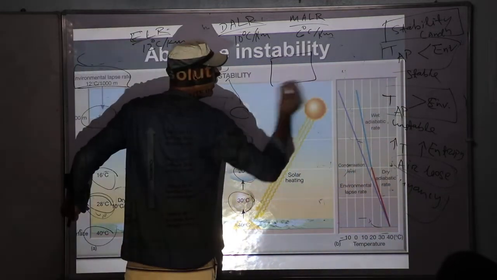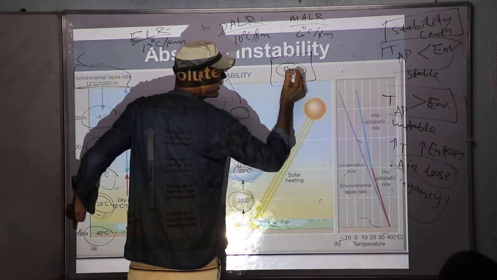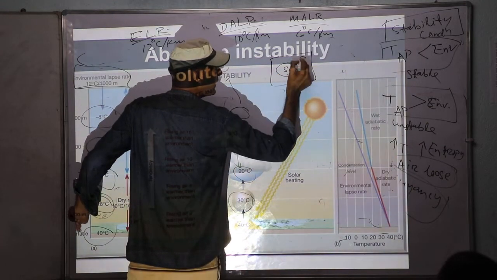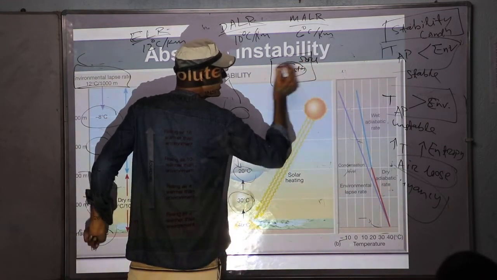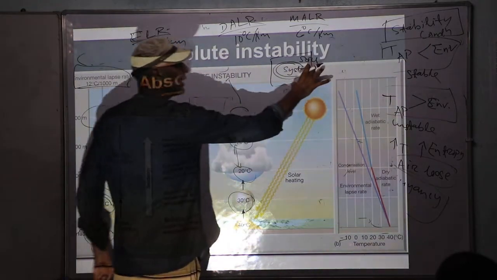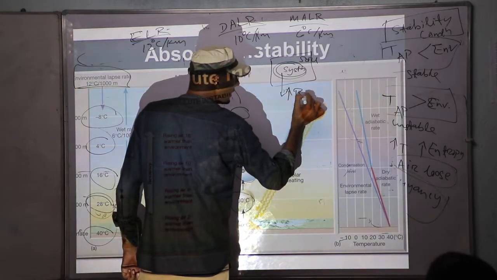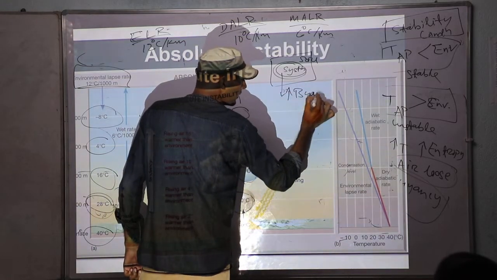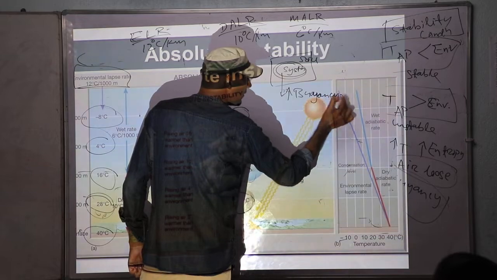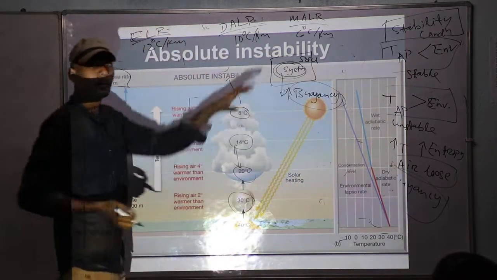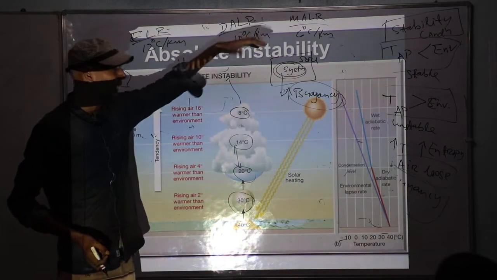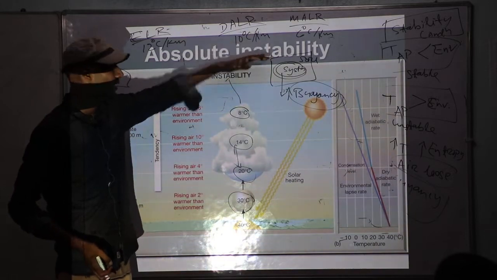That means in the system and surrounding, this is our system or air parcel, and this is our surrounding. The system is having higher temperature as compared to the surrounding. So there is an increase in buoyancy. Buoyancy means upward driving force. So the air parcel will grow vertically from that altitude.